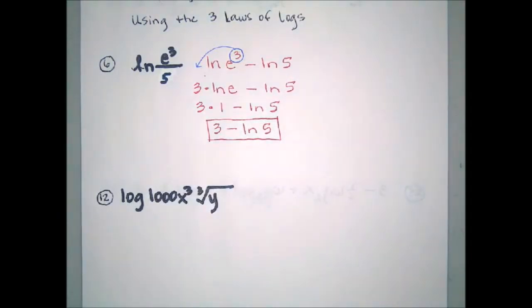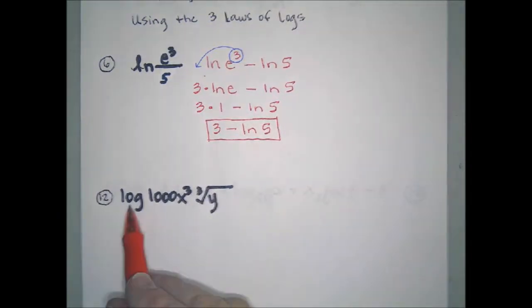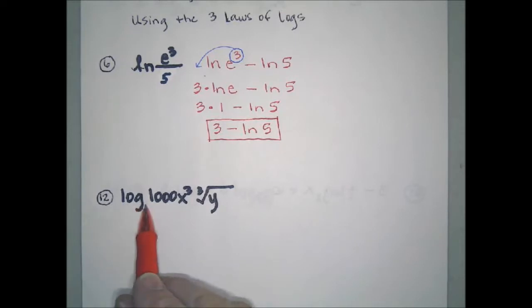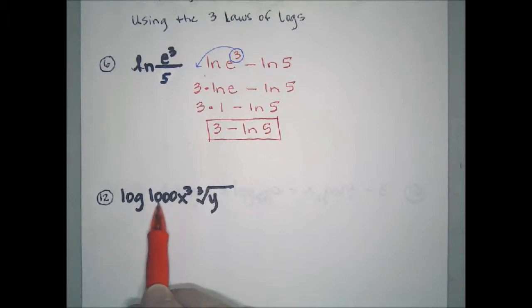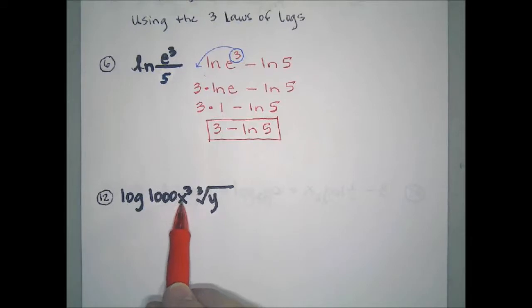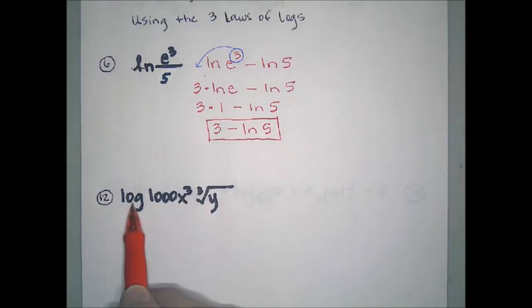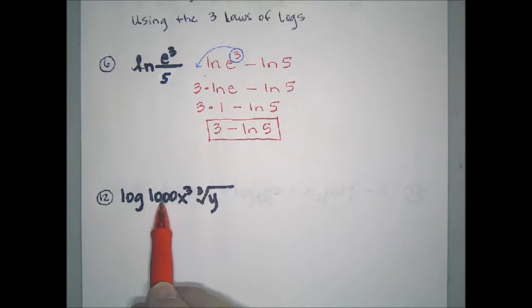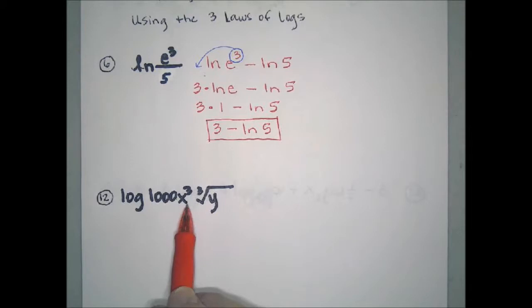Okay, moving on to number 12. This log is written in base 10 because I don't see a little number down there, so I know that's a 10. And I've got actually 3 things being multiplied with each other. 1,000 is being multiplied with x cubed, which is also being multiplied with the cube root of y. So I'm going to take the rule that says single log multiplication turns into, in this case, triple log addition.